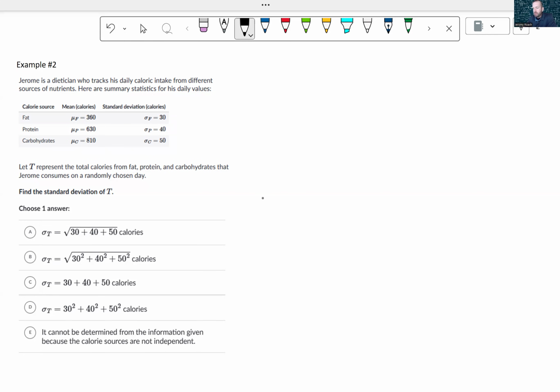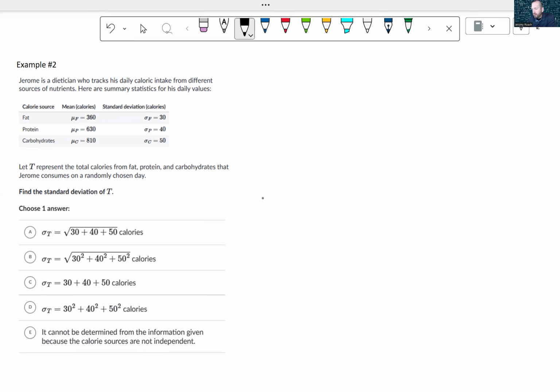So this says that Jerome is a dietitian. He tracks his caloric intake from different sources of nutrients. And here's a summary statistics table for all of his daily values. And we want to let T represent the total calories from fat, protein, and carbs that Jerome consumes on a random day. So we have this data for fat, protein, and carbohydrates. We were given the mean and the standard deviation for these.